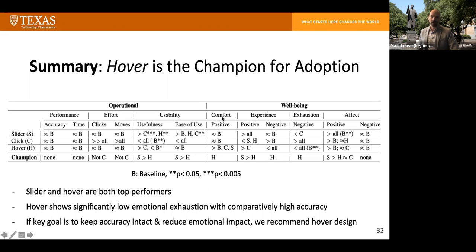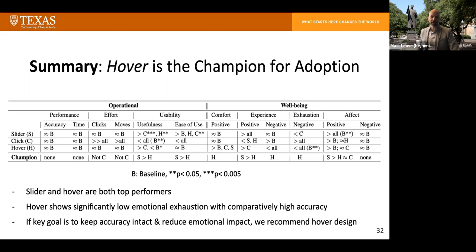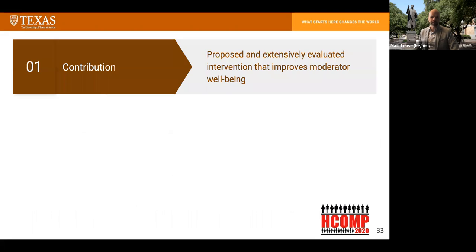And then these different measures of well-being: comfort, experience, exhaustion, affect. Hover was the clear winner for comfort. It was slightly worse than slider for positive experience, best for negative experience, best for exhaustion, and about the same as the control, better than slider, for positive affect. So hover has significantly lower emotional exhaustion with comparatively high accuracy. And so if the goal is to keep accuracy and reduce emotional impact, then we recommend hover.